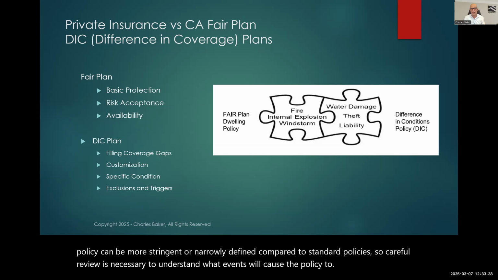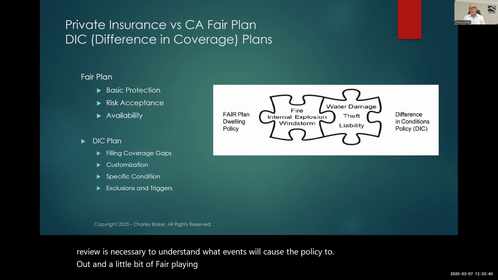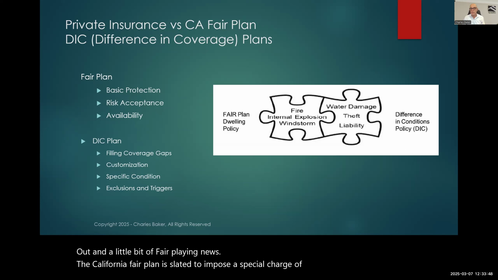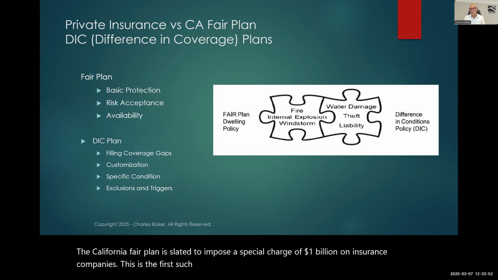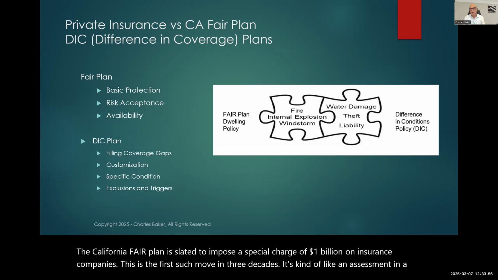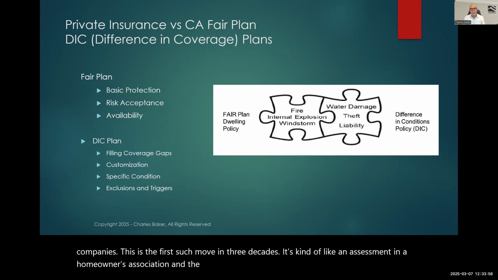And a little bit of FAIR Plan news. Well, the California FAIR Plan is slated to impose a special charge of $1 billion on insurance companies. This is the first such move in 3 decades. It's kind of like an assessment in a homeowners association. And the last time was in 1993 after the Kinneloa fire in Altadena and the old Topanga Canyon fire.